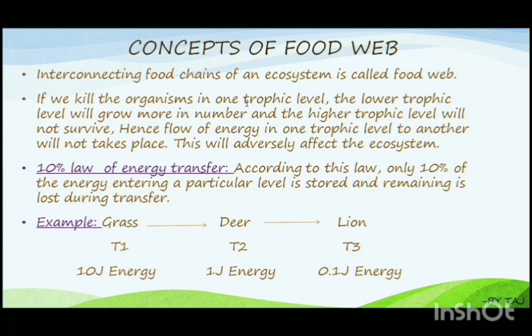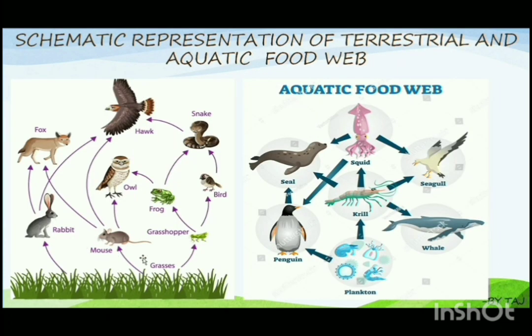It will kill the organisms in one trophic level. The lower trophic level will grow more in number, and the higher trophic level will not survive. Hence the flow of energy from one trophic level to another will not take place. This will adversely affect the ecosystem. That is, if this organism is eaten by all these three, this trophic level comes under primary consumer, and these primary consumers are going to become extinct. These numbers will increase, and these numbers will increase, and this will decrease. There is no flow of energy. This will affect adversely. So this is about the web.